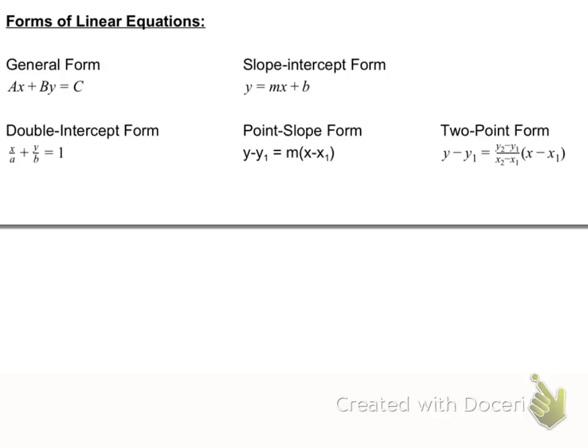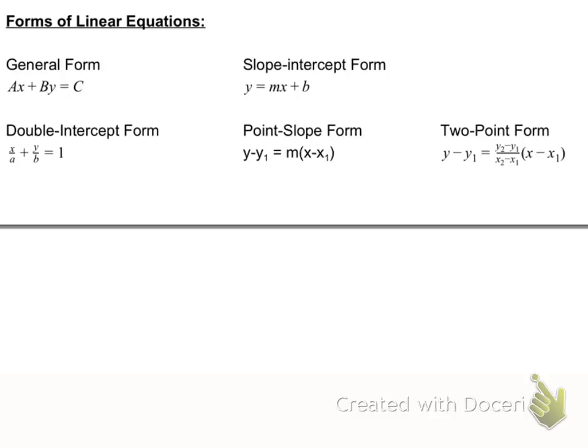Guys, now the last part we have to do is talk about the 5 different ways that we could write a line equation. You know 3 of these. You know slope-intercept, y equals mx plus b. You know point slope: y minus y1 equals m times x minus x1. You've used that. And we've also seen general form before, ax plus by equals c.